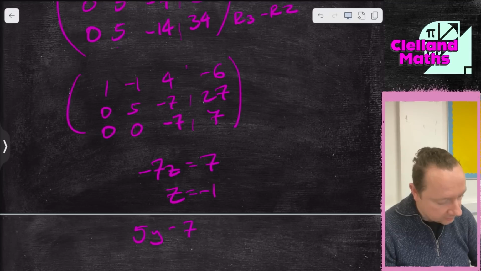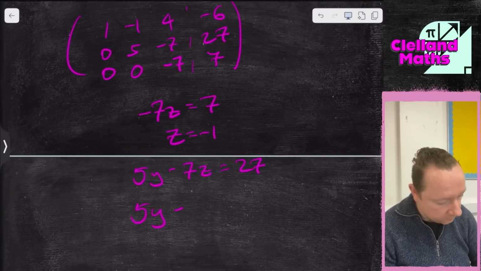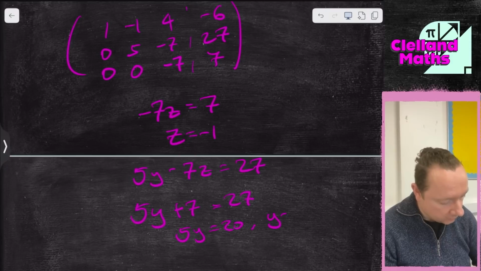5y minus 7z equals 27. 5y plus 7 is 27. So 5y is 20. So y is 4.